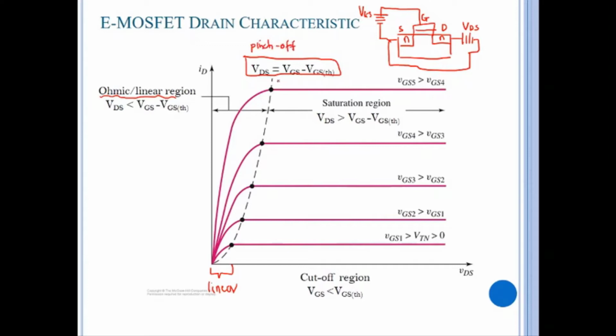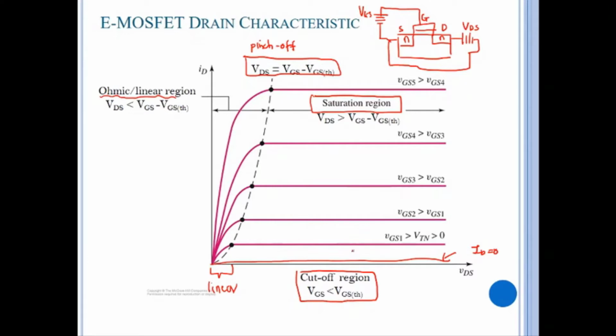When VDS is equal to VGS minus VTH, pinch-off occurs and the current starts to saturate. This region is called the saturation region. There is another region called the cut-off region, where there is no current flow. When ID is 0, this is the cut-off region, which occurs when the gate voltage is lower than the threshold voltage.